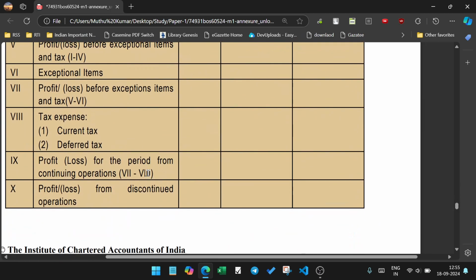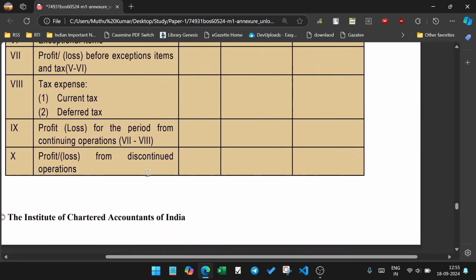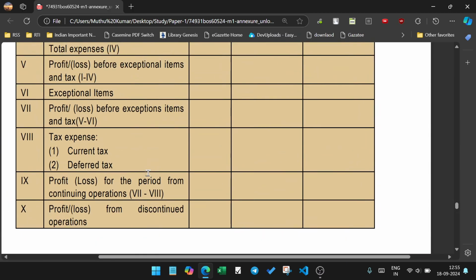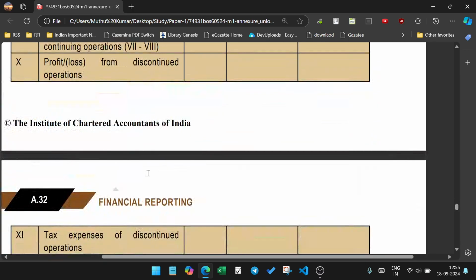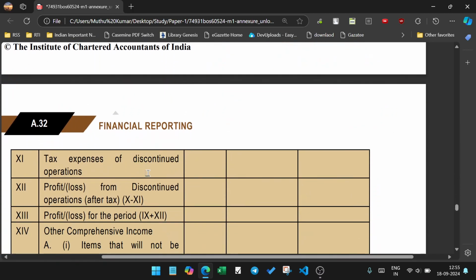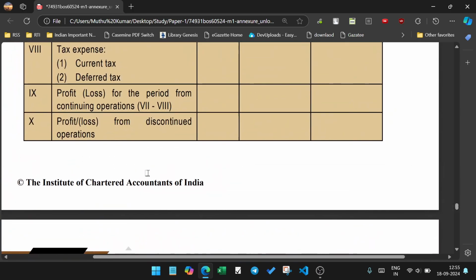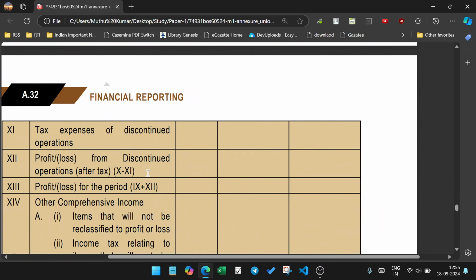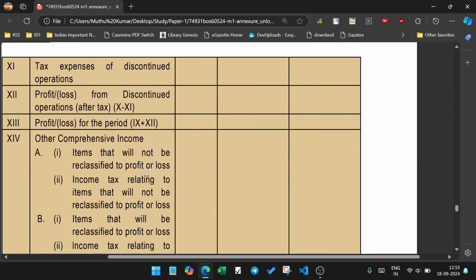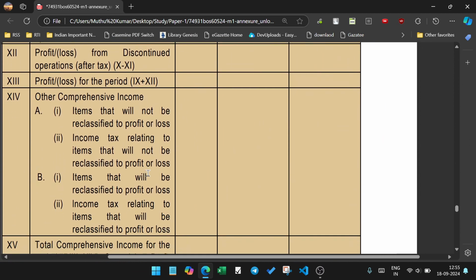Current tax, deferred tax. Profit and loss from continuing operations. Profit and loss from discontinued operations. Total expenses of discontinued operations, tax expenses of discontinued operations, profit and loss from discontinued operations. Profit and loss for the period. Total comprehensive income.